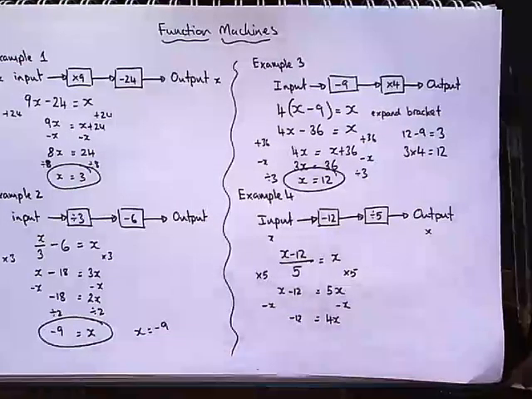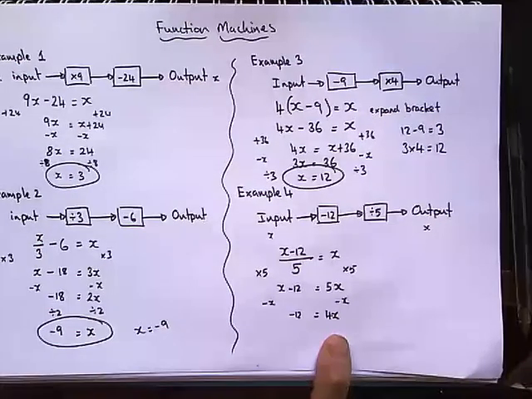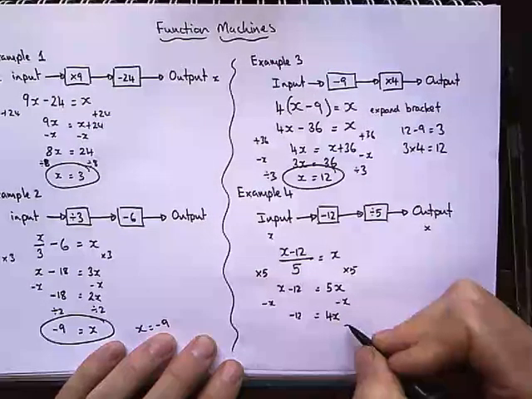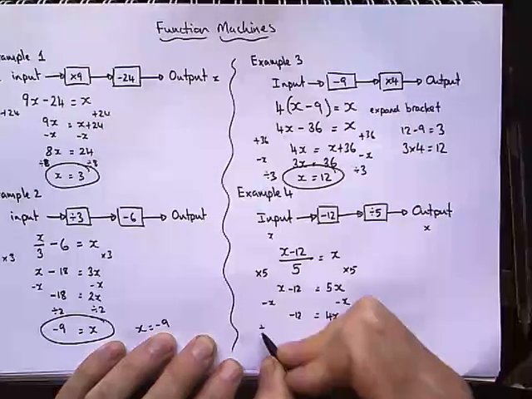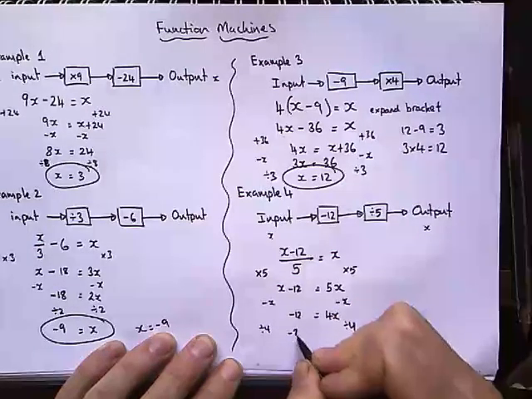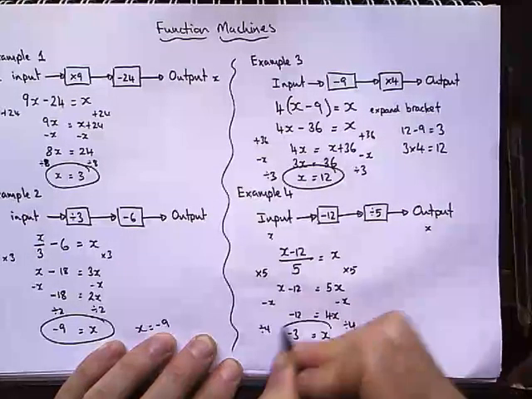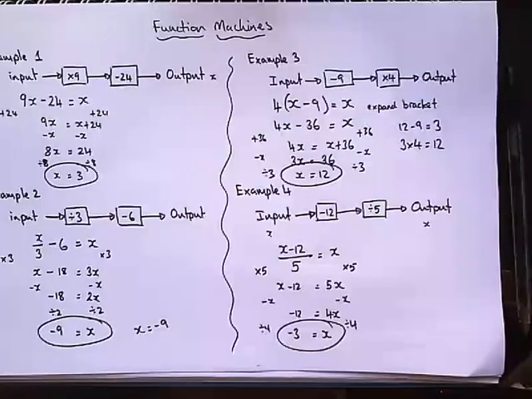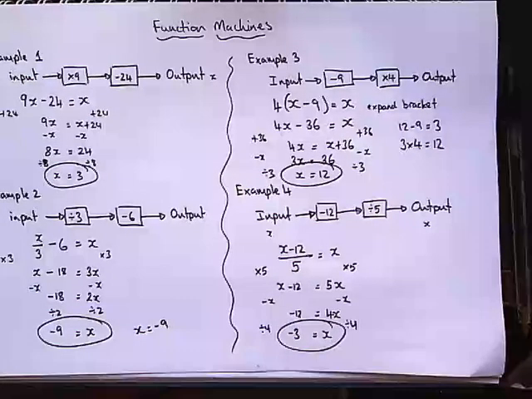I don't want 4 lots of my input, which is what x is. I don't want 4 lots of it, so I'm going to divide both sides by 4. And I get minus 3 equals x, and that is my answer. It's absolutely fine to have negative answers, even decimal answers, or possibly fractional answers. Okay, so don't be put off by your answer. The best way to check to see whether you've done it right is to put your answer into your machine and make sure it works.